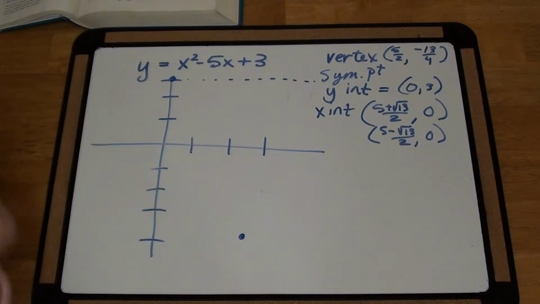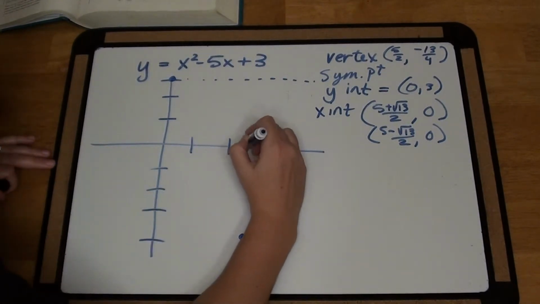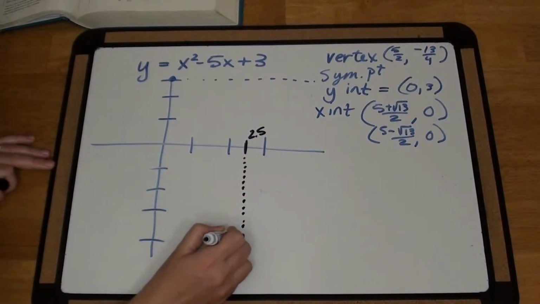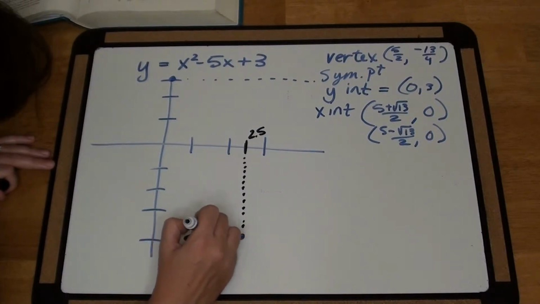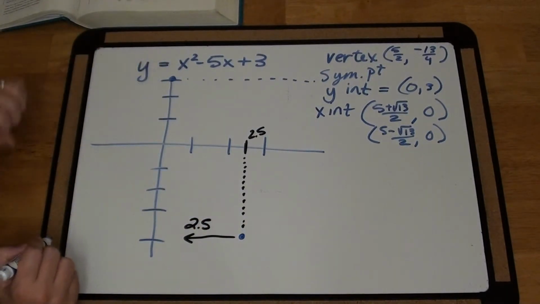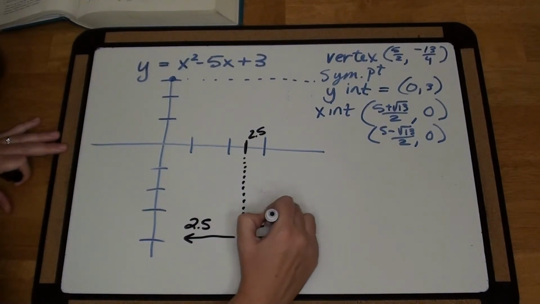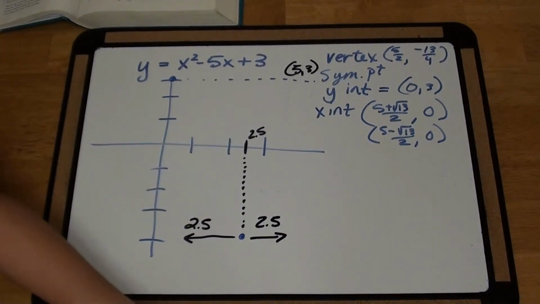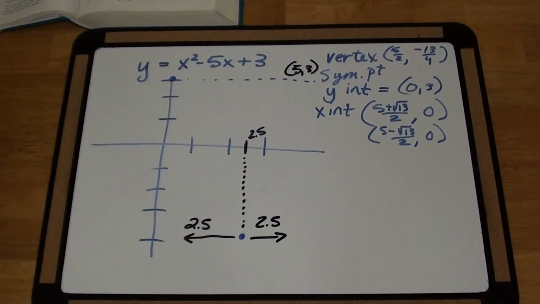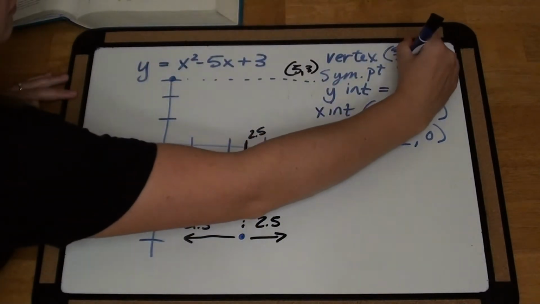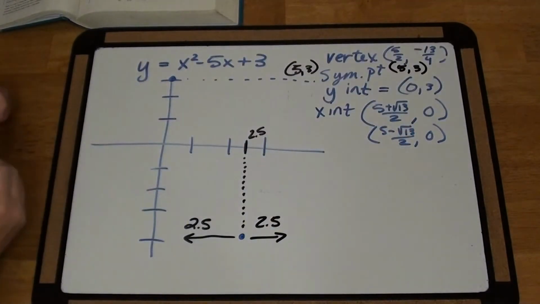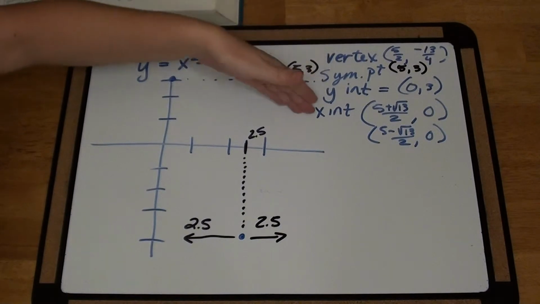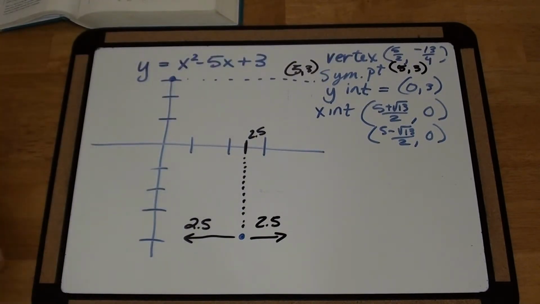So basically, here is 2.5. I went back 2.5 to get to my y-intercept, so I'm going to go forward 2.5, and that will put me at 5, 3. That gives me a symmetrical point of 5, 3. Now I've listed all my information, just like they have. You just systematically go through, find the vertex, find your y-intercept, find your x-intercepts, find the symmetrical points. Done. It should be a process.